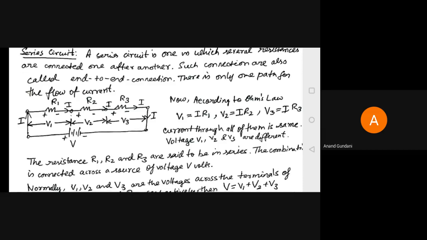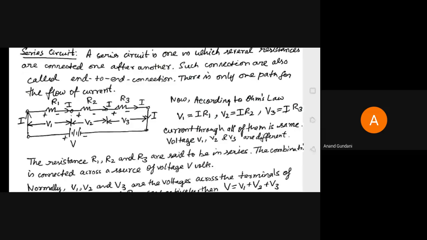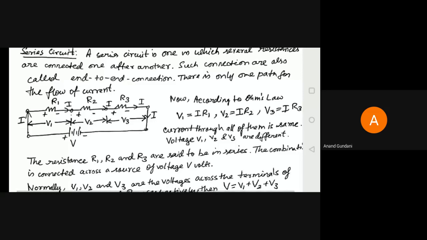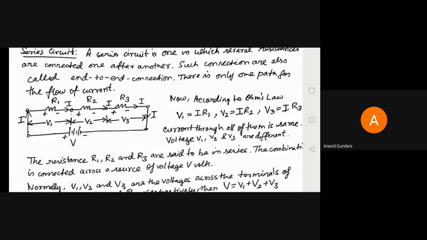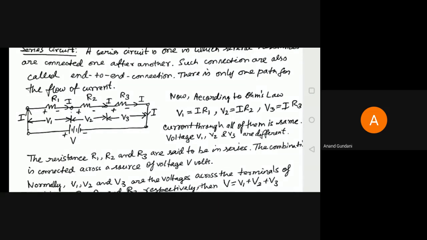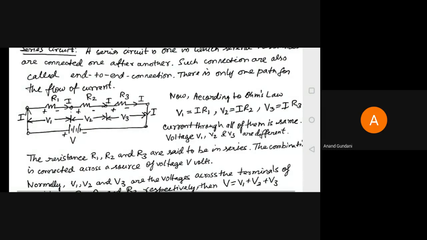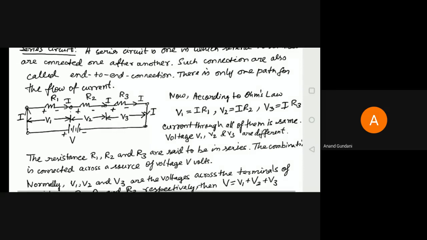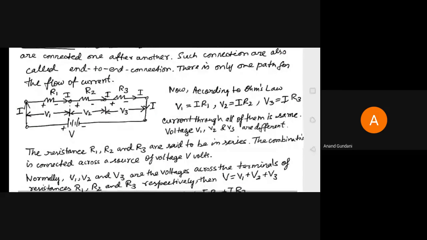These three voltages can be represented in the form of Ohm's law, that is V1 equals IR1, V2 equals IR2 and V3 equals IR3. These three are the voltage drops, and let me tell you, this capital V, which is the supply voltage of the active element, is equal to the sum of all the voltage drops across each of the passive elements. That is, capital V equals V1 plus V2 plus V3. Are you getting my point? Does anyone have any questions till now?